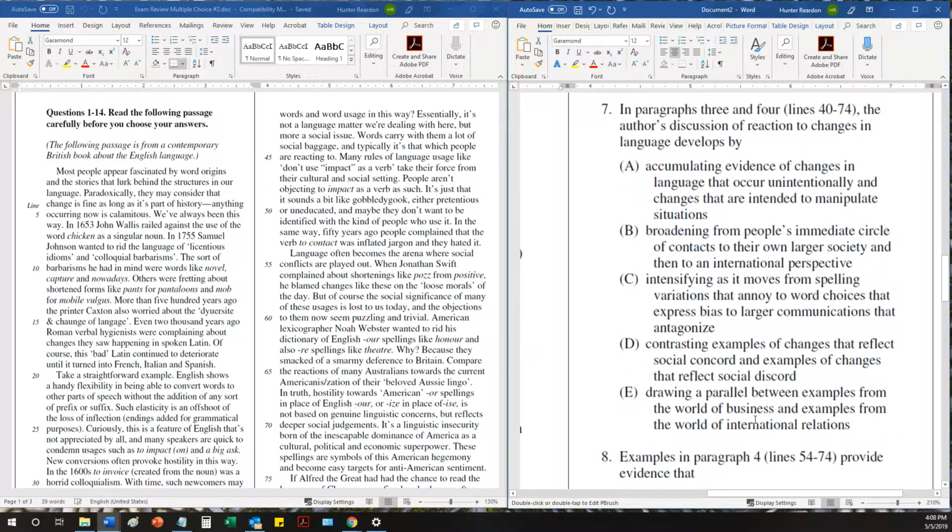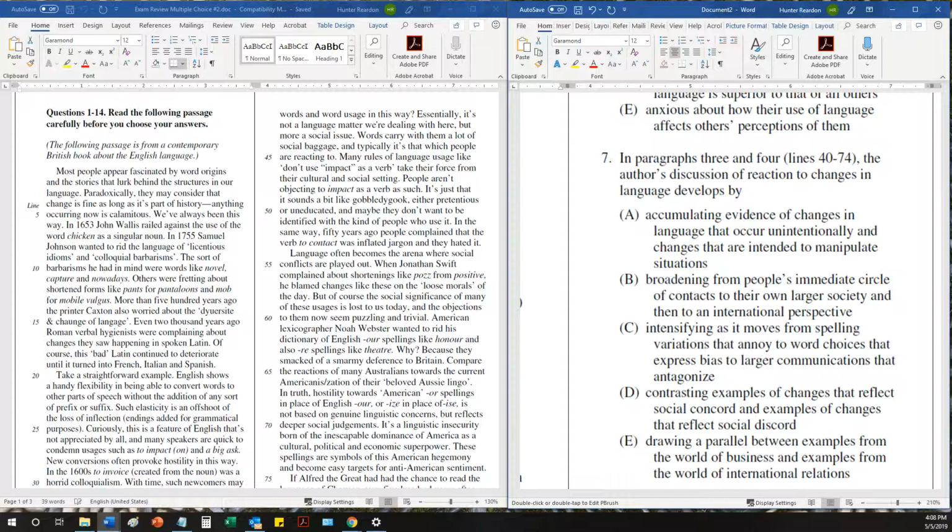Number 7. So for 7, this question's about overall passage development. So paragraph 3 focuses primarily on the way language change impacts individual relationships. And then paragraph 4 transitions by mentioning Jonathan Swift's connection between language change and the loose morals of the society in which he lived. And then as that paragraph progresses, the author brings in the American relationship to Britain after the American Revolution, and then the author brings in the 20th century sociolinguistic and sociopolitical relationship between America and Australia, talking about like America as a cultural, political, and economic superpower.